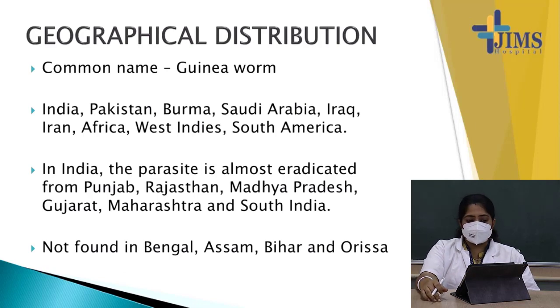If we talk about the geographical distribution, it is distributed in India, Pakistan, Burma, Saudi Arabia, Iraq, Iran, Africa, West Indies, and South America, so it is very worldwide, you can say. It was once very commonly found in India. In India, the parasite is almost eradicated from Punjab, Rajasthan, Madhya Pradesh, Gujarat, Maharashtra and South India. This parasite has not been found in Bengal, Assam, Bihar and Orissa. The parasite is mostly found in the western states, and the common name for this is guinea worm.